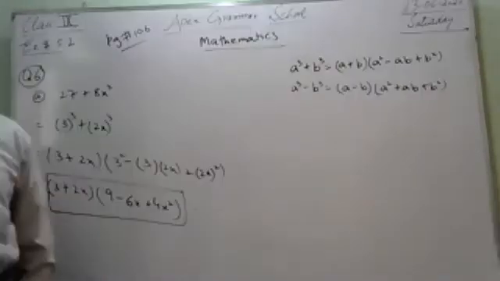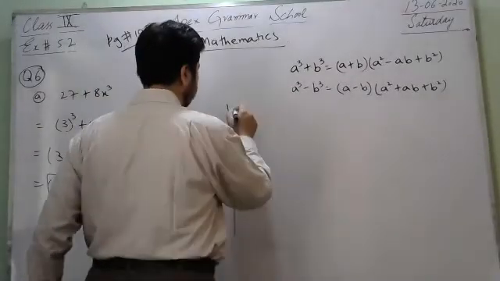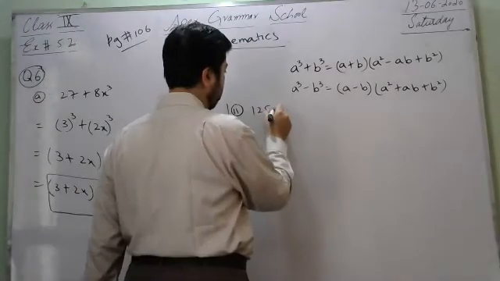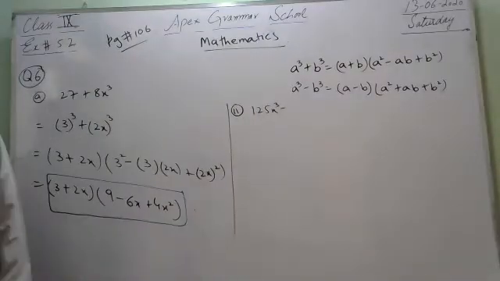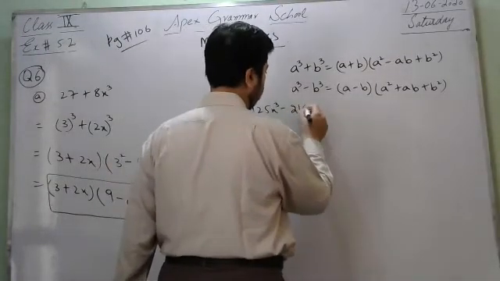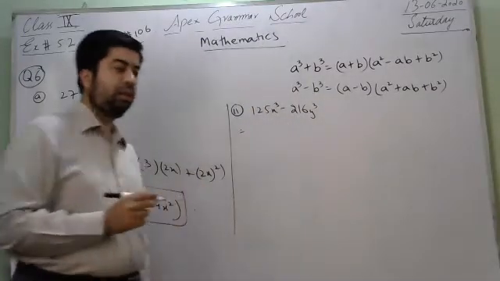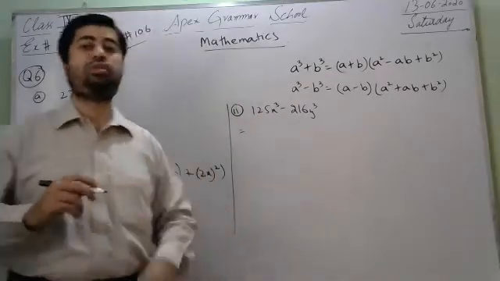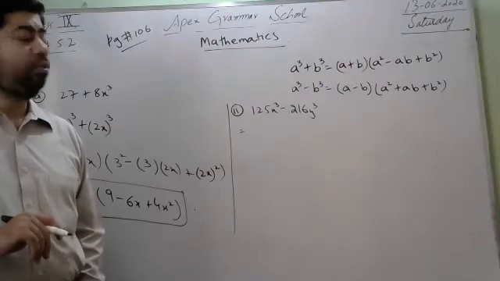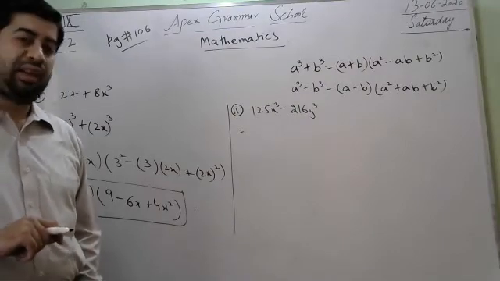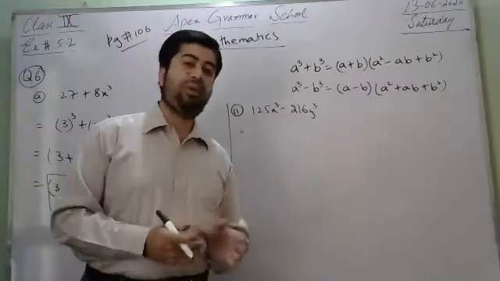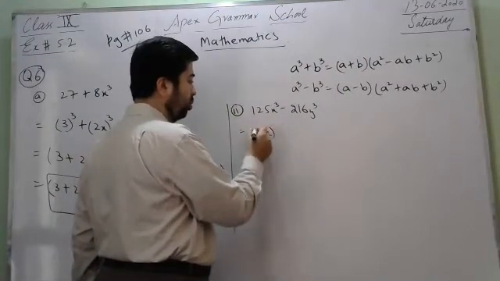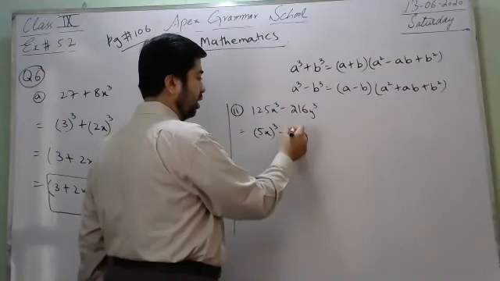Now part number 2 is also the same: 125x cube minus 216y cube. You can see that x contains power 3 and y contains power 3, and the coefficient 125 is also a cube of a number. After taking the LCM, you can realize that 125 is the cube of 5 and 216 is the cube of 6. So you can write it as 5x cube minus 6y cube.